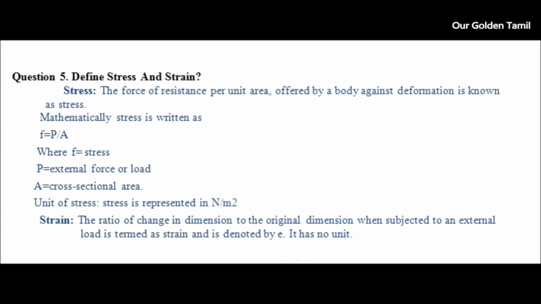Question 5. Define stress and strain. Stress: the force of resistance per unit area, offered by a body against deformation, is known as stress. Mathematically, stress is written as σ = P/A, where σ equals stress, P equals external force or load, and A equals cross-sectional area. Stress is represented in N/m². Strain: the ratio of change in dimension to the original dimension when subjected to an external load is termed as strain and is denoted by e.